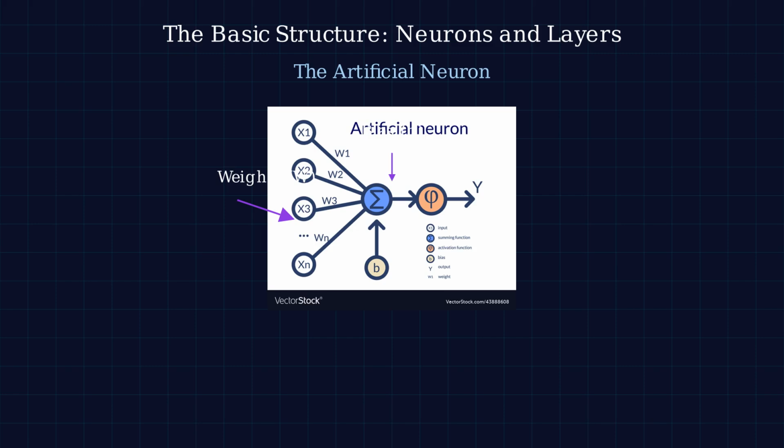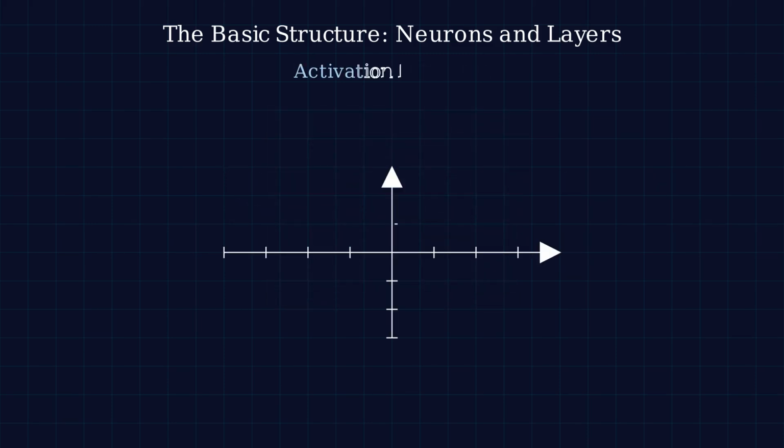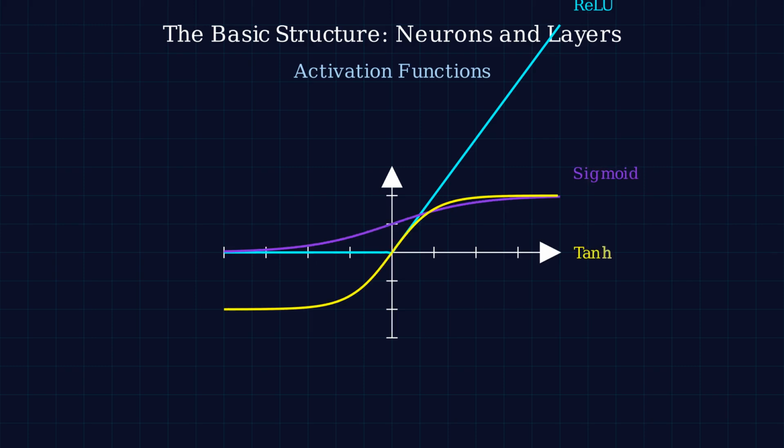A bias term is added to the weighted sum, allowing the neuron to shift its activation threshold. The activation function introduces nonlinearity, enabling the network to learn complex patterns and relationships. Activation functions are crucial as they introduce nonlinearity into the model. Popular activation functions include ReLU, sigmoid, and tanh.